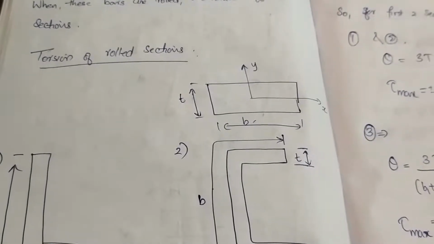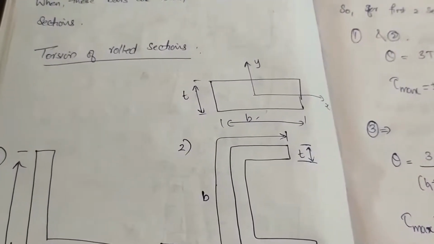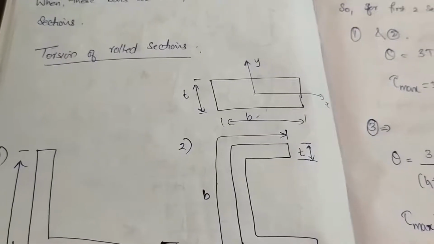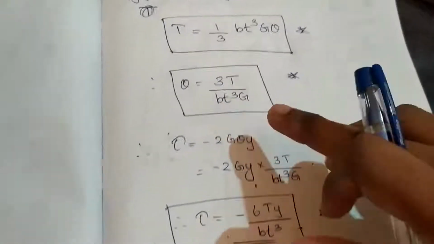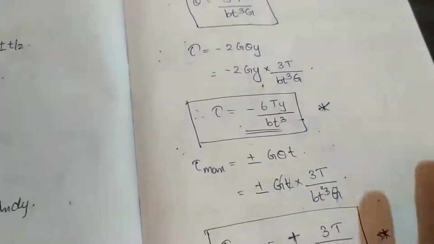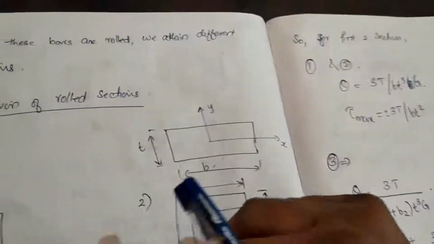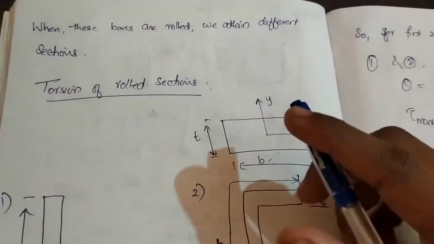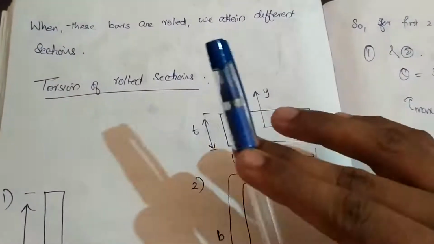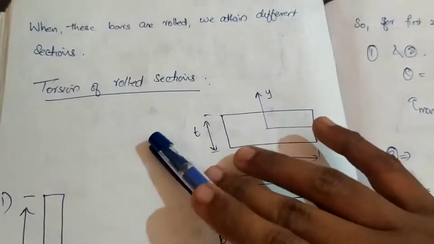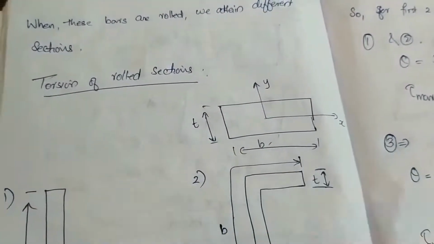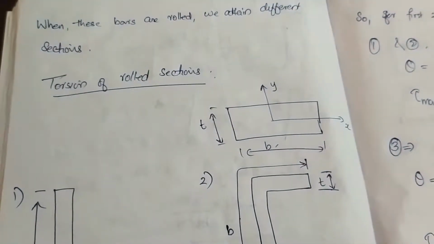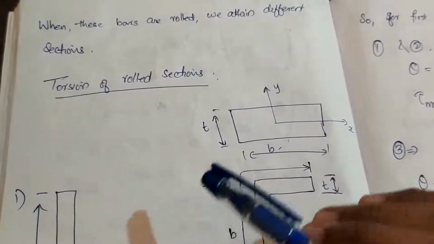In the last lecture we were dealing with thin rectangular cross sections. We found the torsion, angle of twist, shear stress and maximum shear stress values. Now today we are going to see a new concept called torsion of rolled sections. This is actually an easy topic, but you should know the concept very well. You should understand what is happening.